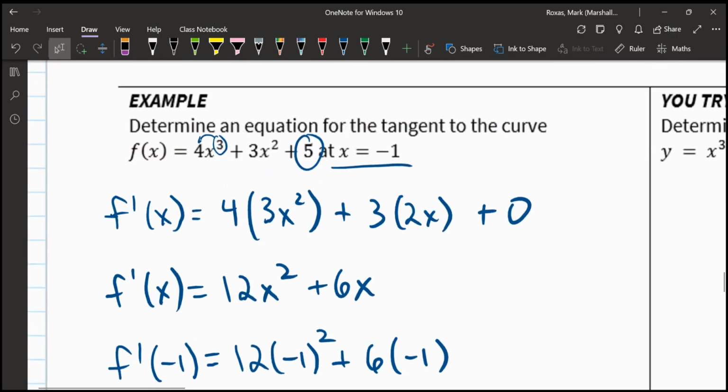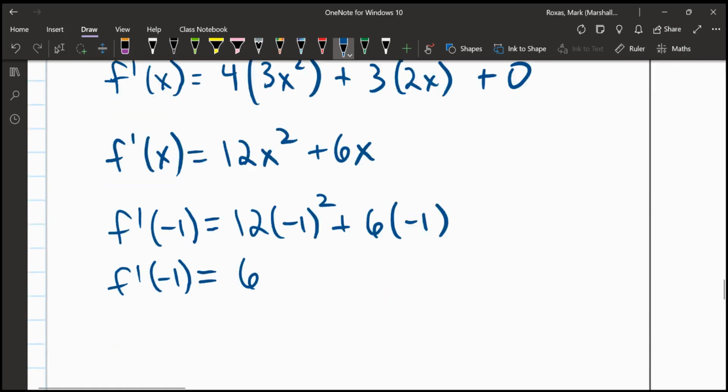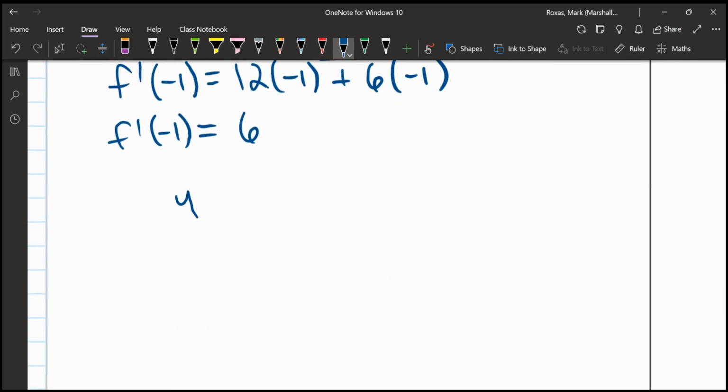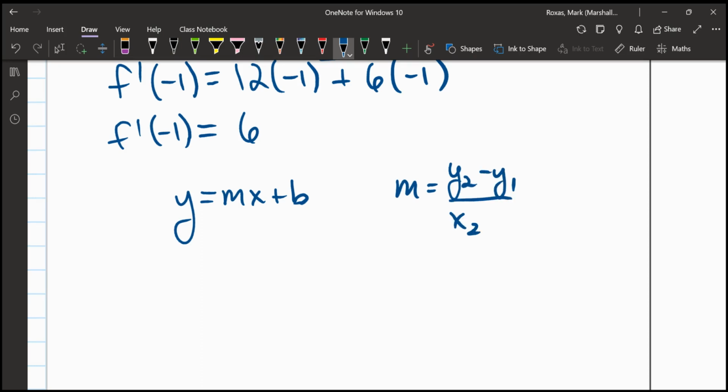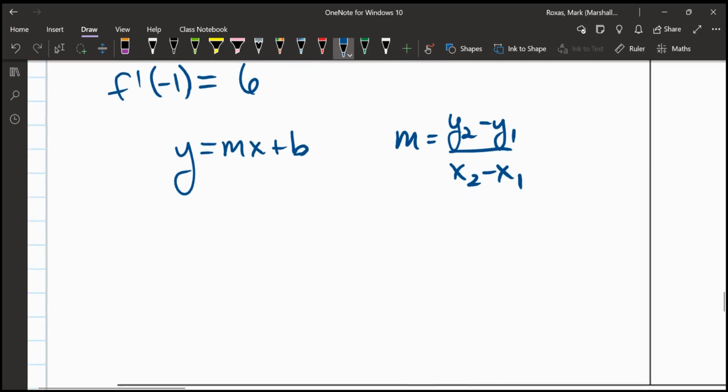What's the whole equation for the tangent line? Well, you have to use the equation of a line. Y equals mx plus b. And I'm also going to start to introduce you to this other form of the equation of a line. If you're familiar with the slope formula, m equals y2 minus y1 over x2 minus x1. What if I rearrange this formula to say m times x2 minus x1 equals y2 minus y1.